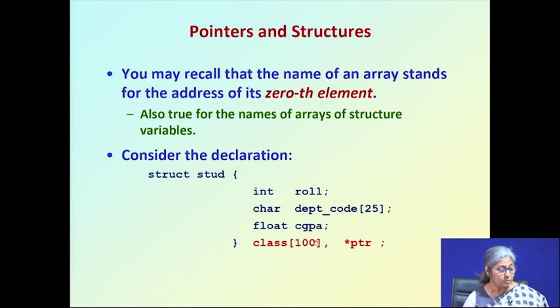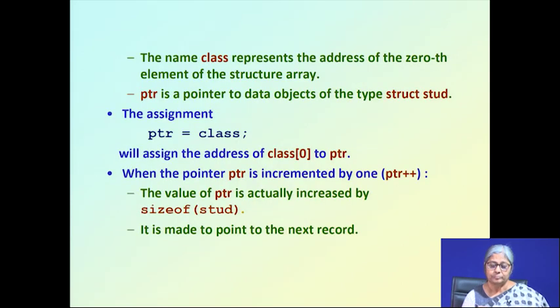Now, how can we access using a pointer? For normal variables or array variables, we have seen how, indirectly using the pointer, we can access the values of the variables or of each array element. Now, the name class represents the address of the 0th element of the structure array. PTR is a pointer to data objects of the type struct stud, as I mentioned already. So, the assignment PTR equal to class.